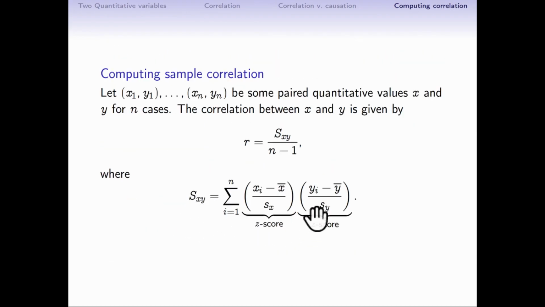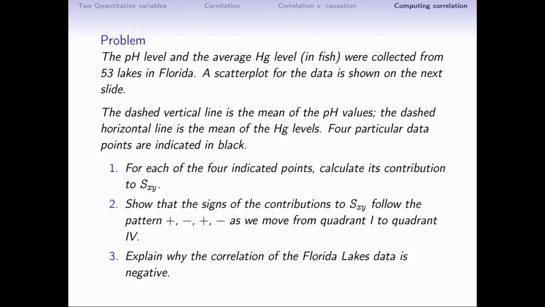There's S sub xy. We're going to do this calculation. We're going to find the z-score for the x-coordinate, the z-score for the y-coordinate, and we're going to multiply them together. That will be the contribution given from that particular point to the overall value of S sub xy. So there are going to be 4 calculations to do, one for each of those points.